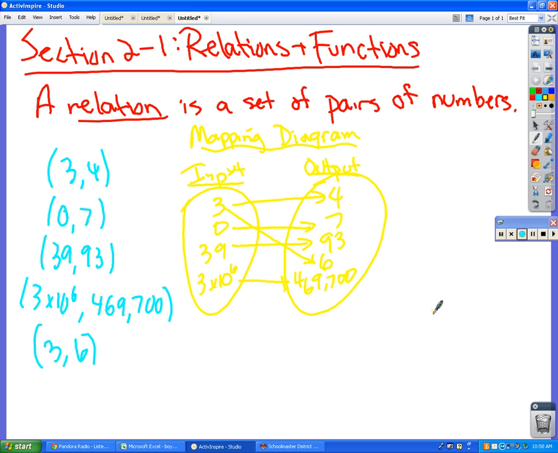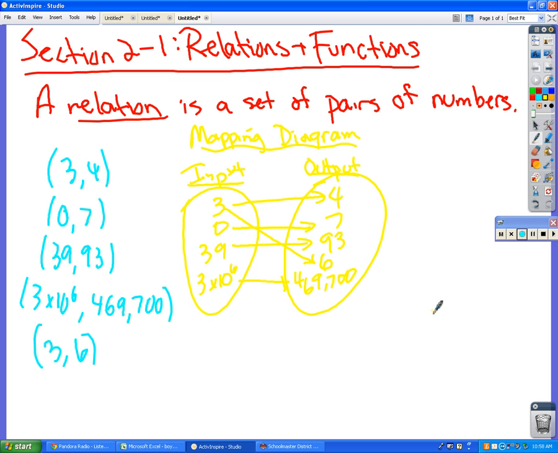It's supposed to be in numerical order, but I couldn't fit it in between the 4 and the 7, so I messed that up. Okay, so that's another way that you can show a relation.